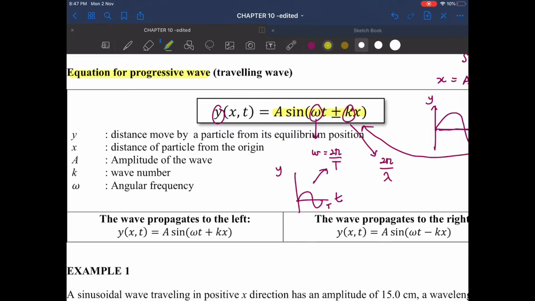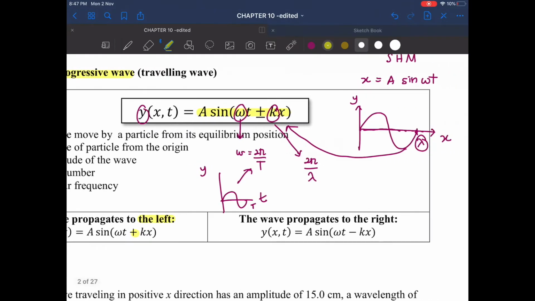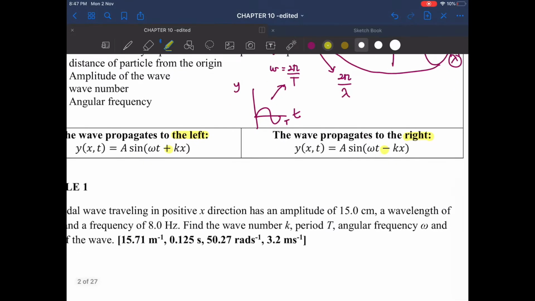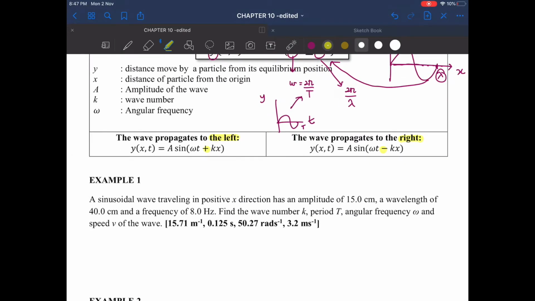Kalau wave tu bergerak ke kiri, to the left, kita letak positif. Kalau wave tu bergerak ke kanan, kita letak dia negatif. Okay, right. So let's try to do example 1. A sinusoidal wave travelling in positive x direction has an amplitude of 15 cm, wavelength 40 cm, frekuensi 8 Hz. Find the wave number, period, angular frequency omega and speed of the wave.